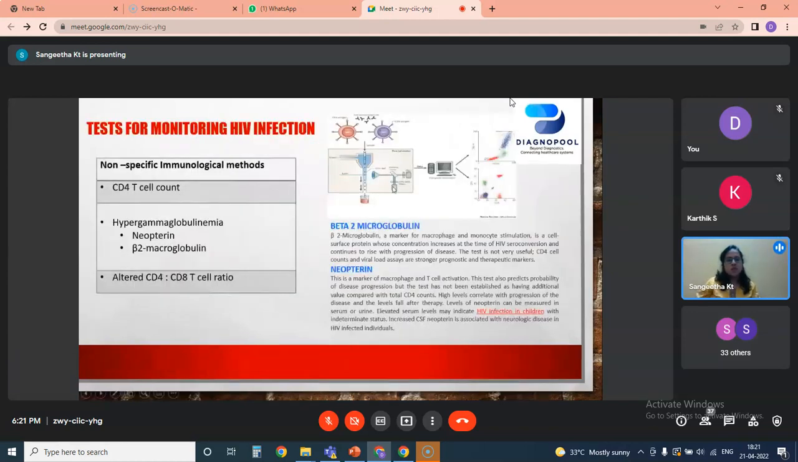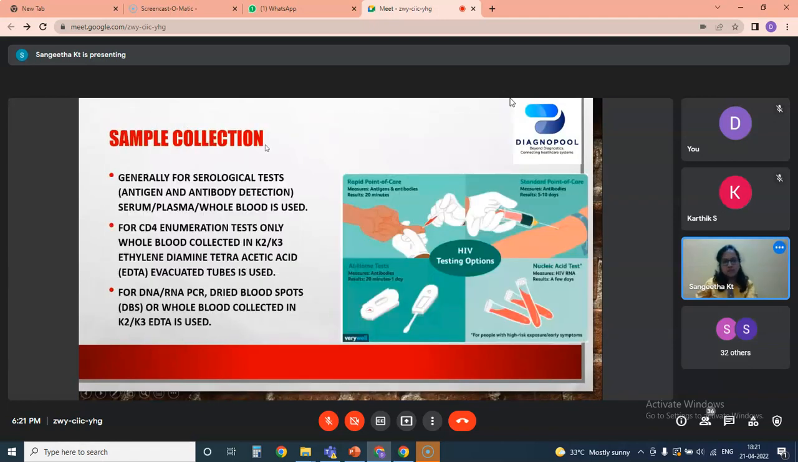And also we have tests for monitoring the HIV infection. They are the non-specific immunological methods like the CD4 T cell count, for which we use a flow cytometry method, hypergammaglobulinemia, that is we detect the neopterin or the beta 2 microglobulin. They are actually markers for macrophage and monocyte stimulation. These are cell surface proteins whose concentration increases at the time of HIV seroconversion, altered CD4, CD8 T cell ratio. So these are tests not for diagnosis; they are mainly used for monitoring the HIV infection.